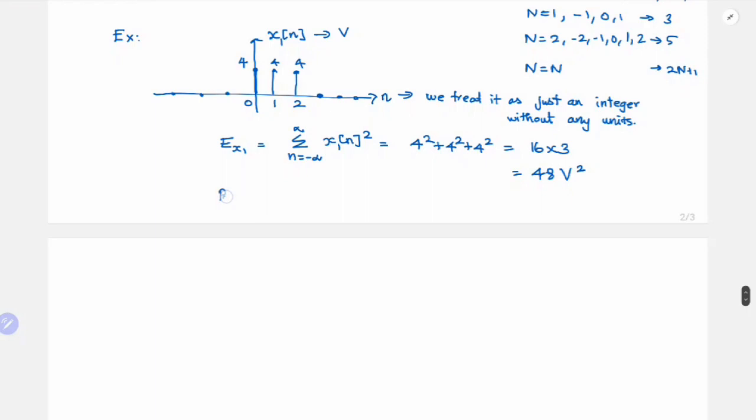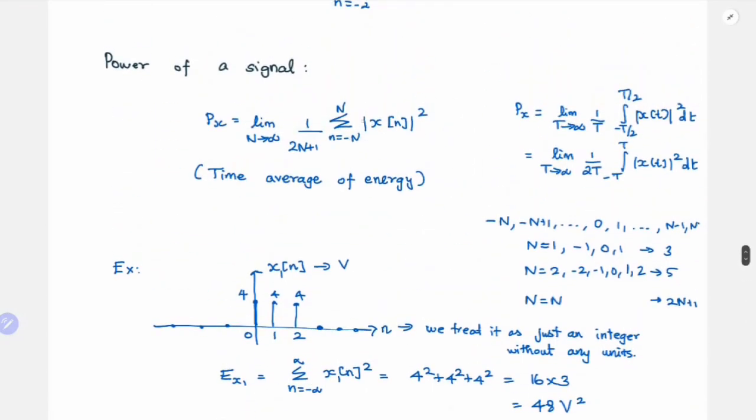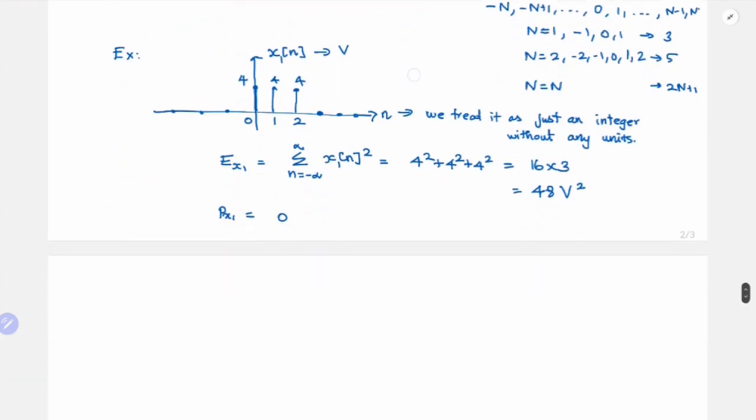Here what will be the power? So it will be 0 because your summation term is going to be finite, constant beyond n equal to 2, and the term 2N plus 1 in the denominator is going to tend to infinity, which means your entire expression will tend to 0.